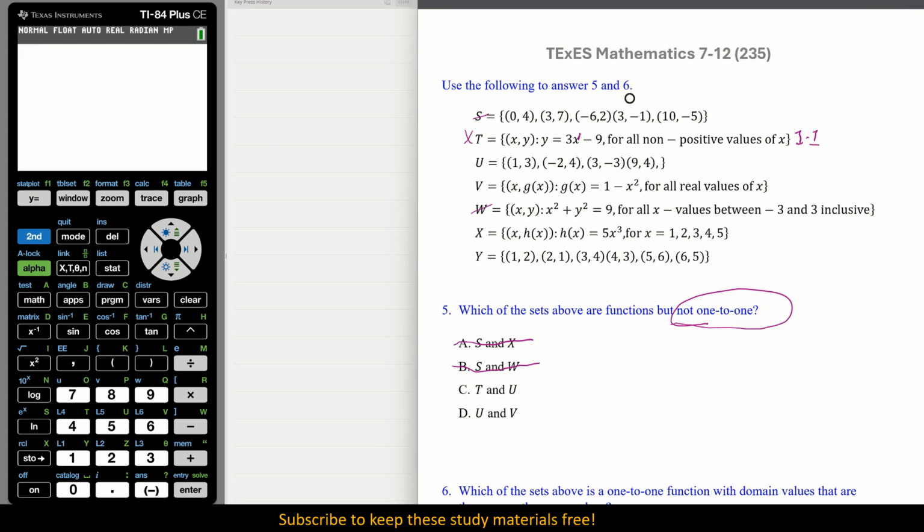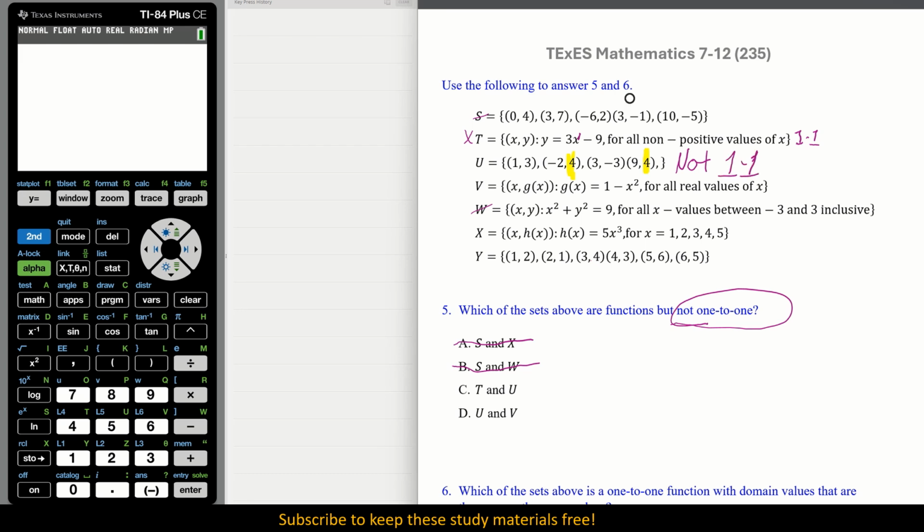Okay, now let's look at U. Okay, how do you know if it's one-to-one? You look to see if any of the Y values repeat. And I'm looking right here, and I'm going to say these two repeat. So it is not 1-to-1.